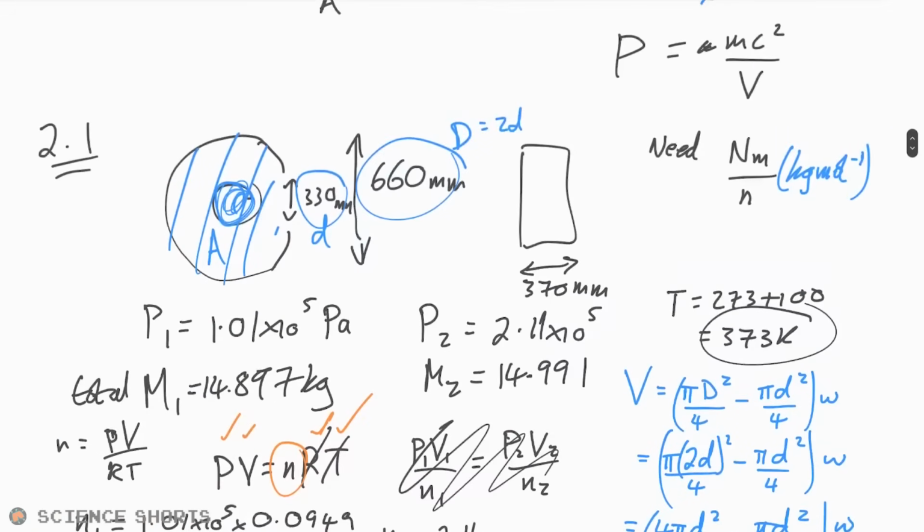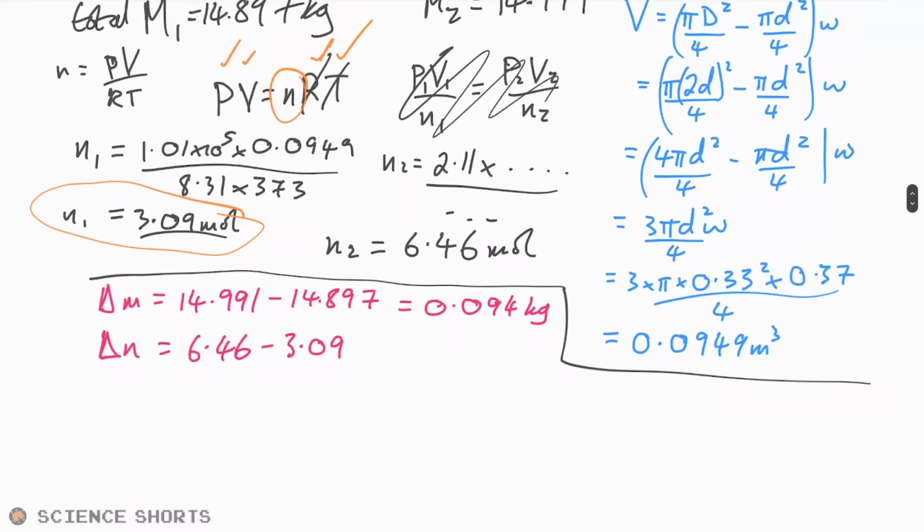So actually, when I said we need nM over here, we don't need the number of molecules, we just need the mass of the gas divided by the number of moles. So we have a difference in mass of the gas, because that's all it's going to be. It's the difference in the mass of the wheel, but the only difference is the mass of the gas. And then we have a difference of 3.37 moles.